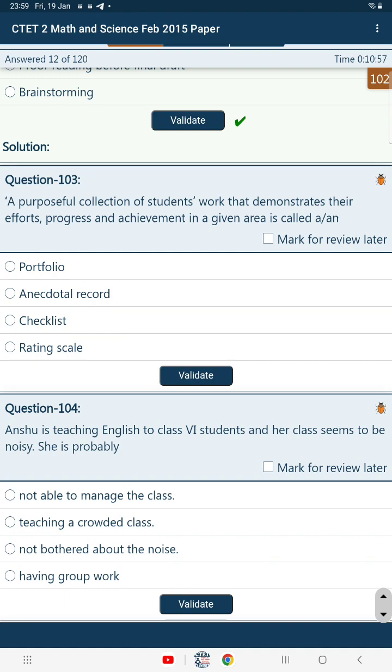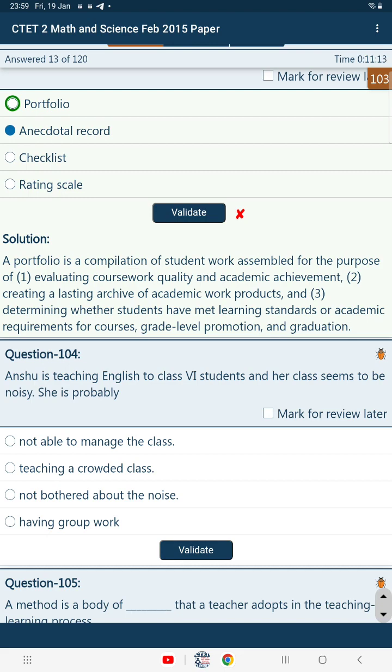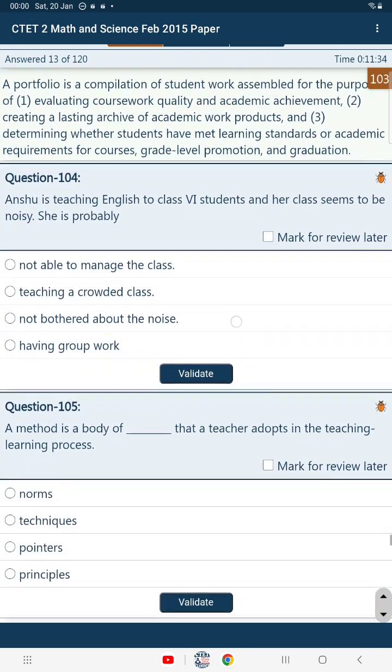A purposeful collection of the student's work that demonstrates their effort, progress, and achievement in a given area is called a portfolio. Not a total record checklist. A portfolio is a compilation of student work assembled for the purpose of evaluating complex quality and academic achievement, creating a lasting archive of academic work products, and determining whether students have met learning standards or academic requirements for the course, grade level, promotion, and graduation.